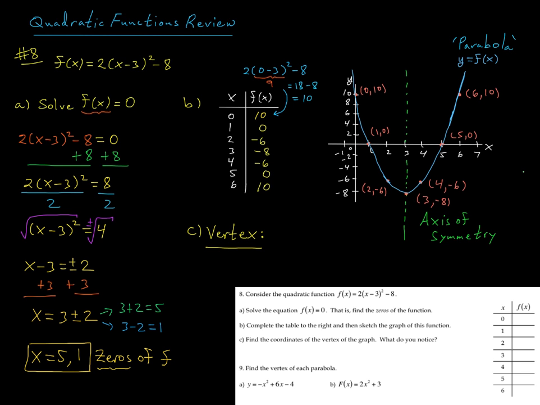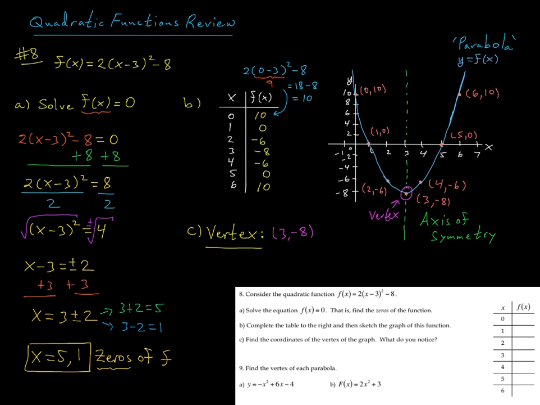Now this turnaround point right here, whose coordinates are 3, negative 8, has a special name. This is what's known as the vertex of the parabola. And part C says find the coordinates of the vertex. Well, there you go, 3, negative 8. And then I should have written this in a more leading way. I just say, well, what do you notice?